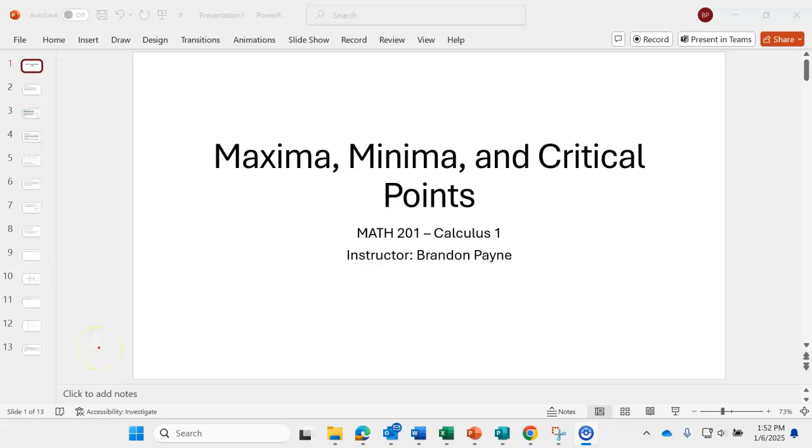Howdy crew! In this lesson, we're going to take a look at finding maxima, minima, and critical points for certain graphs. You've been doing graphing literally since Algebra 1, and our job here is to identify certain features of functions and how to find them using calculus.